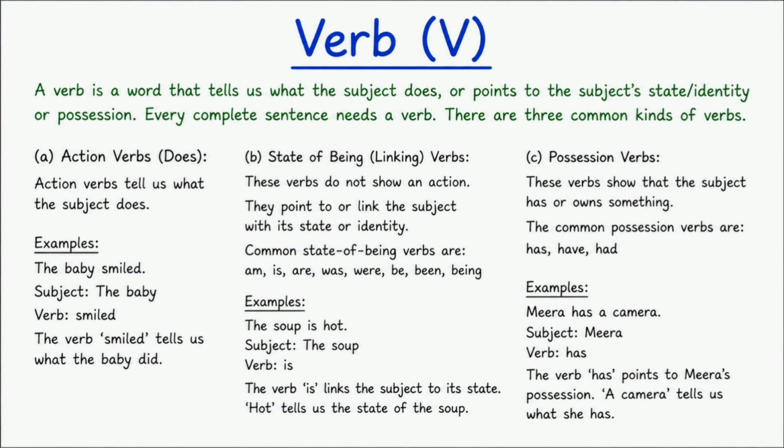Let's see an example. The soup is hot. Here the subject is the soup and the verb is. The verb is links the subject to its state. The word hot tells us the state of the soup and the verb is links the subject to its state. So it is called a linking verb.